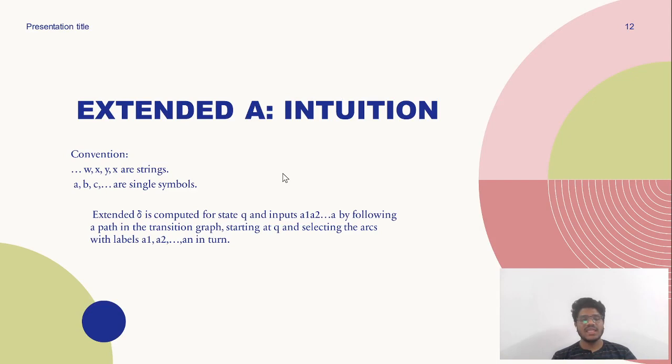Next, the extended transition function convention, where w, x, y, z are strings and a, b, c are single symbols. Extended delta is computed for state q and inputs a1, a2, and so on by following a path in the transition graph, starting at q and selecting the arcs with labels a1, a2, and so on, in turn. This is called the extended transition function.